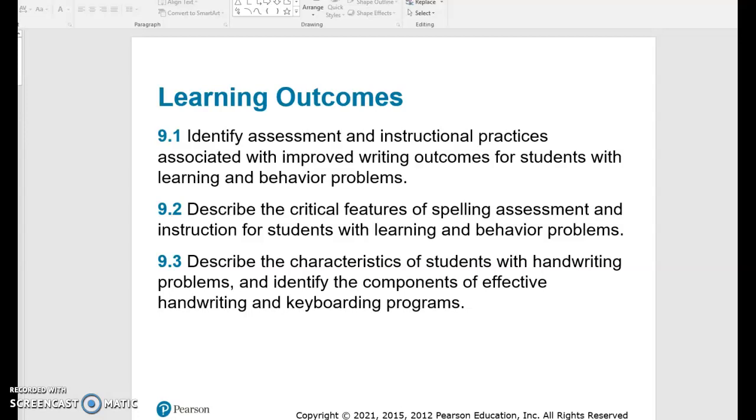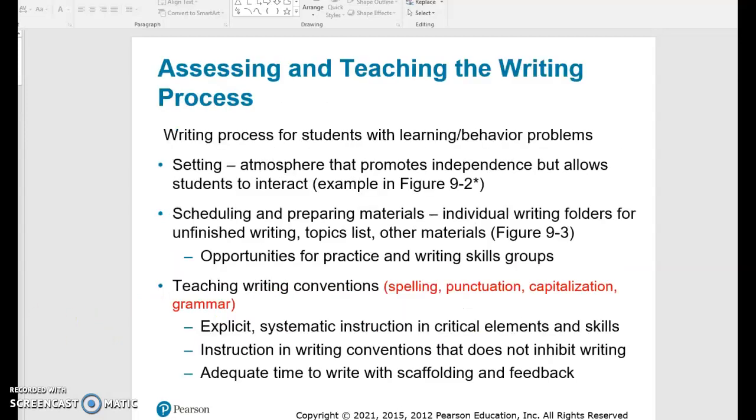Of course, identify assessment and instructional practices associated with improved writing outcomes for students with learning and behavior problems, critical features of spelling assessments, and characteristics of students with handwriting problems. Ooh, we do not want to talk about my handwriting. And identify the components of effective handwriting and keyboarding programs.